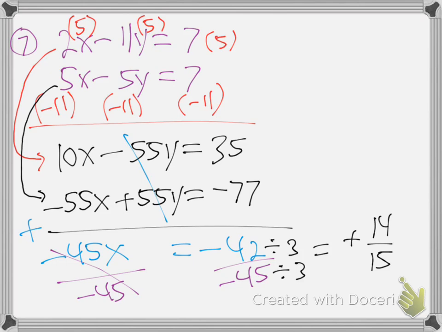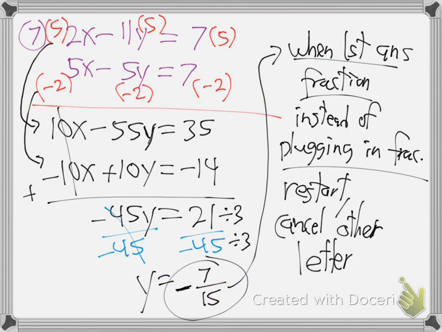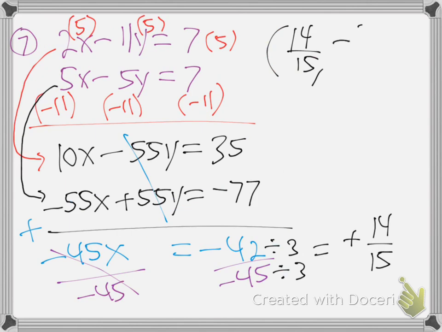We never had to cross cancel or common denominator or any of that stuff. The answer is just a fraction, and we didn't have to deal with it. So what's the final answer to the problem? That's x is 14/15, and y we had on the other screen. What's that? Negative 7/15. We're done. 2 fraction answers, never had to deal with them though.